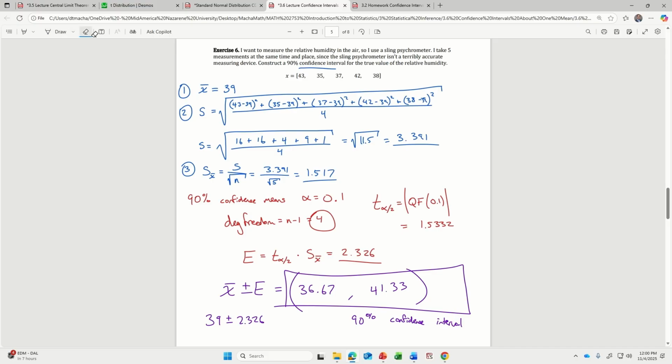So it changes our answer? Yeah, it will definitely change your answer, because you'll get a different critical value here. That will be different, and so all of this is going to be different.